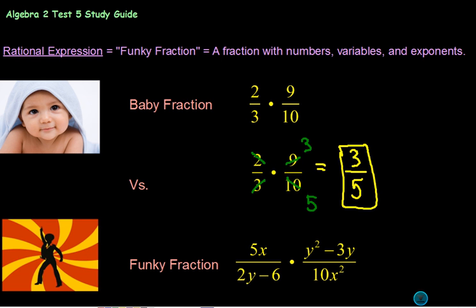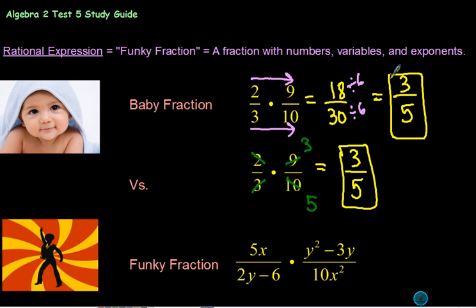Now, the longer way of doing it is just multiplying straight across the top and straight across the bottom. So if you did that, you'd have 18 over 30, and then you'd have to reduce, right? So you'd have to divide top and bottom by 6 here. Divided by 6, divided by 6. And then you'd end up with the same answer, but I would argue, and hopefully you would see, that that ends up being a little bit more work.